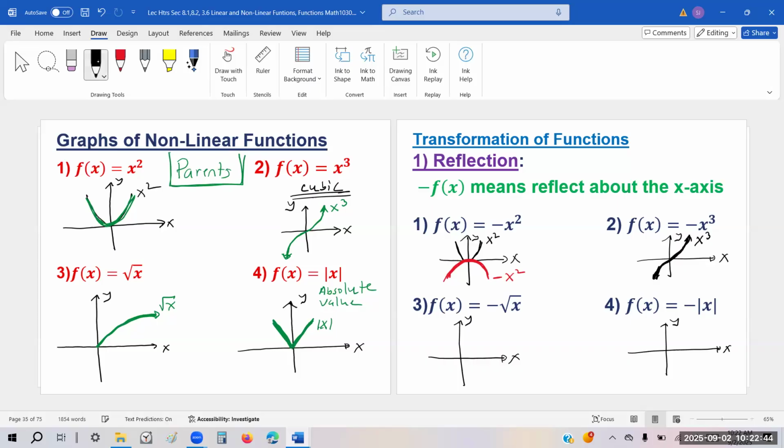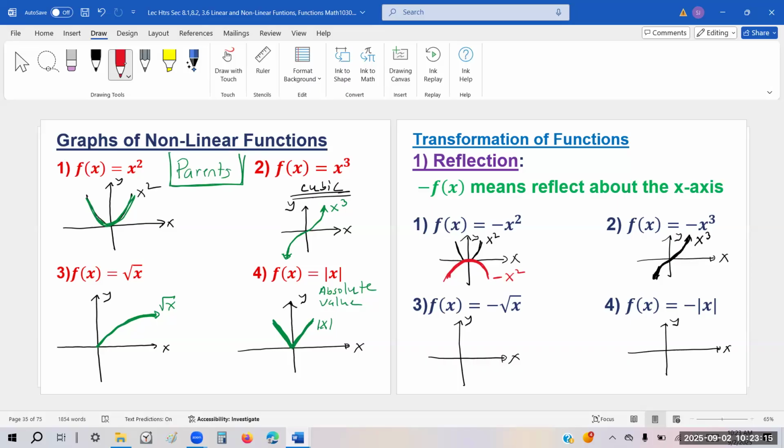X cubed. So its right side is going up, left side is going down. Can you guess what would be its shape if you reflect about the x-axis? The other way around. This part, the upward, will go downward, and this downward will go here, upward. A reflection is like a mirror. When you put a mirror in front of your graph, what do you observe in the mirror?